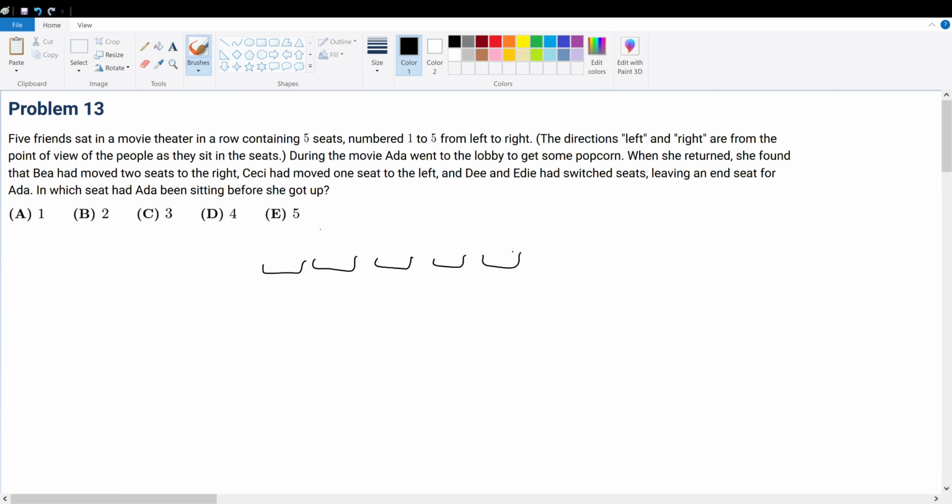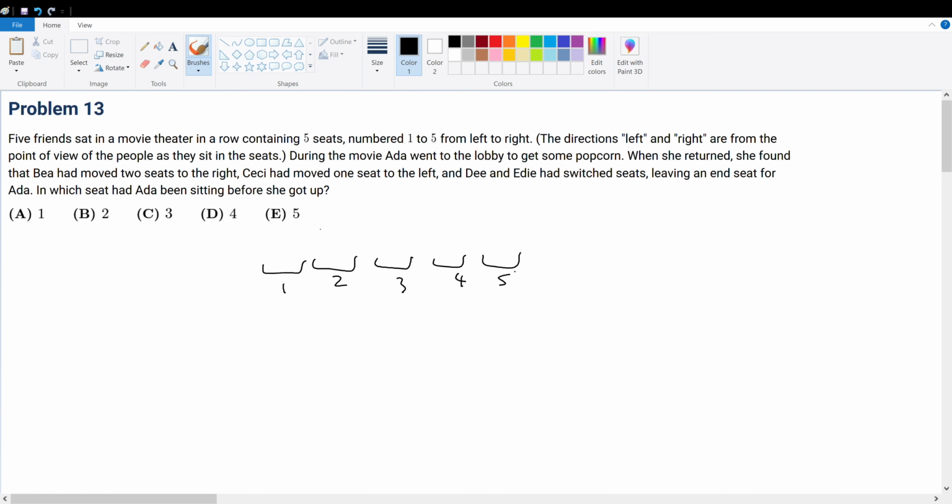Problem 13. 5 friends sat in a movie theater in a row containing 5 seats, numbered 1 to 5 from left to right. So this is 1, 2, 3, 4, and 5. During the movie, Ada went to the lobby to get some popcorn. When she returned, she found that Bea had moved 2 seats to the right, Ceci had moved 1 seat to the left, and Dee and Eddie had switched seats, leaving an end seat for Ada. In which seat had Ada been sitting before she got up?